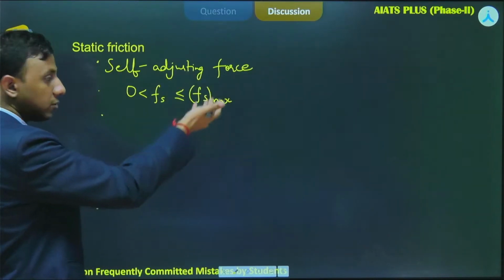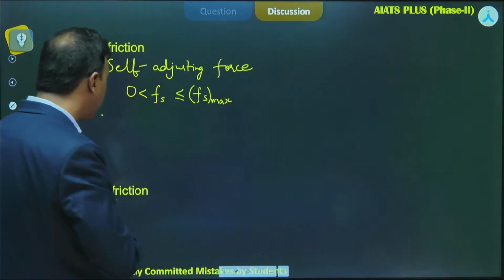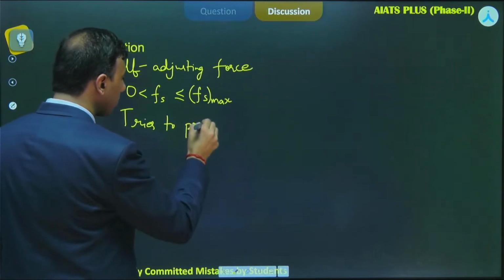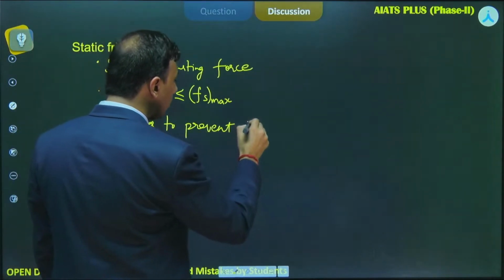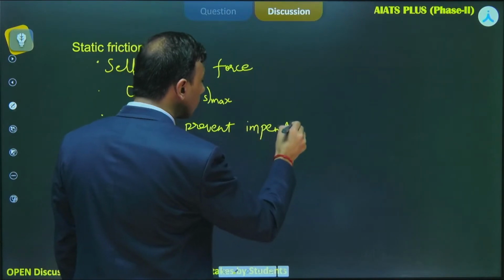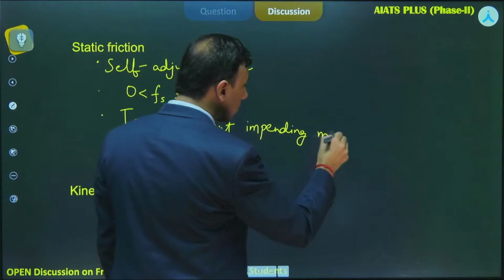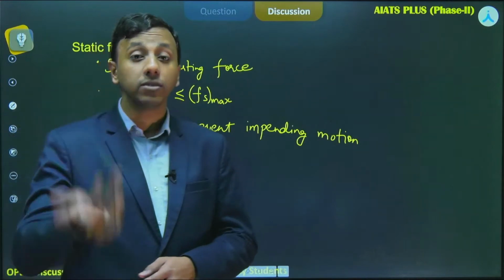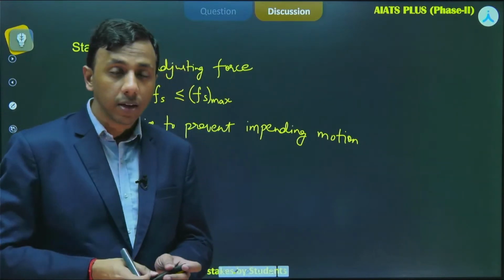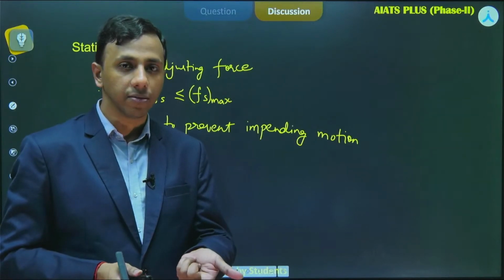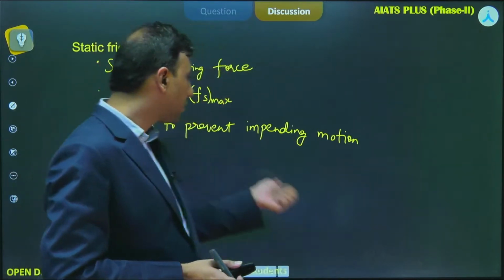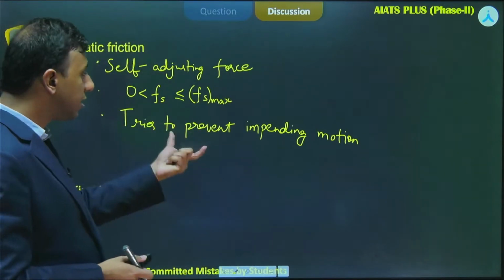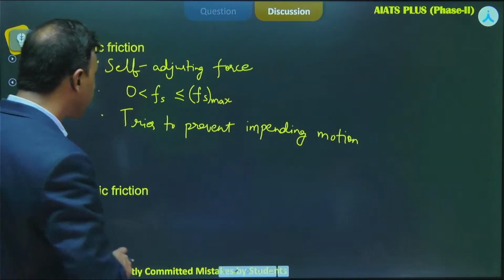And remember, it tries to prevent the impending motion. You can remember it like that, right? Tries to prevent impending motion means the motion that is about to happen. Sometimes it may succeed, sometimes it may not succeed. And what happens if it does not succeed? Then the object will start slipping on that surface. Start slipping means now static friction won't come into play. We will have another kind of friction that is called kinetic friction, right? That comes into play when slipping is happening.